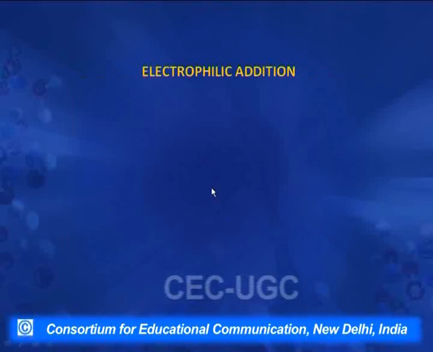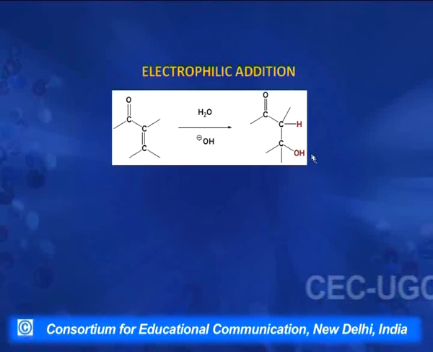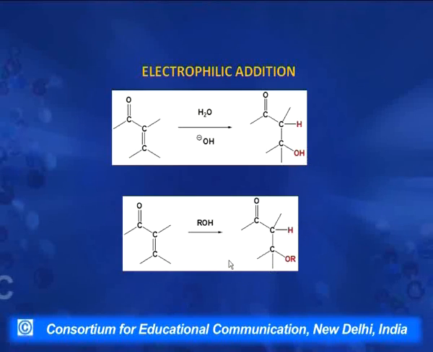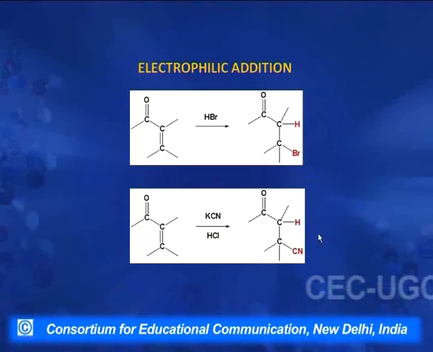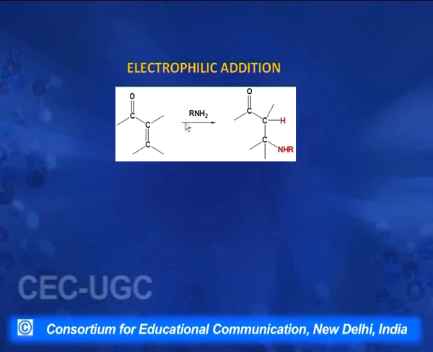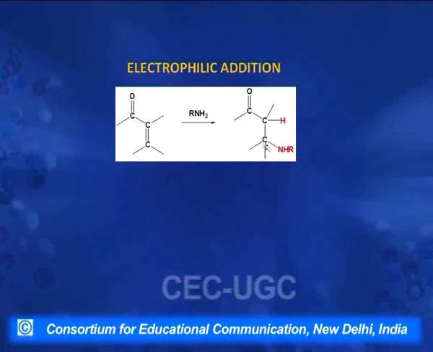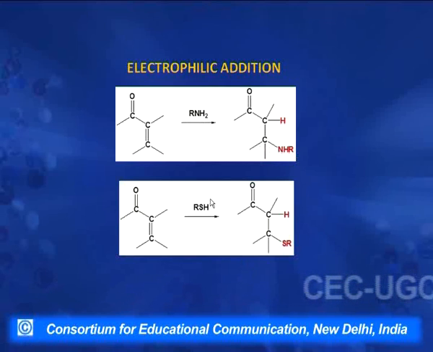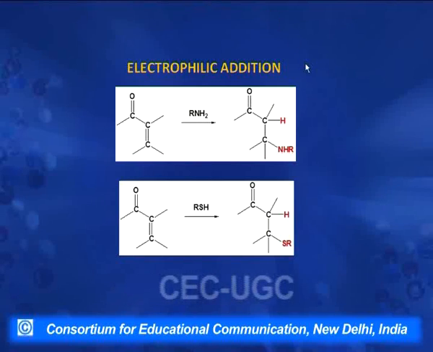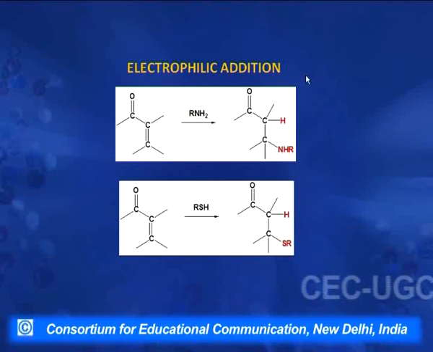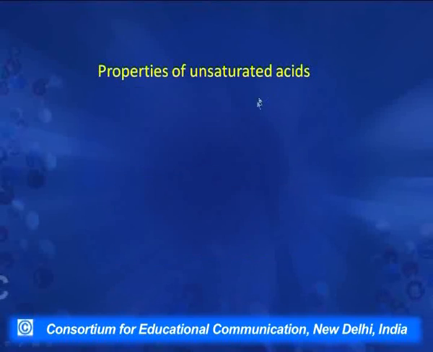Let us quickly take some examples. If it is addition of water, OH will go to this carbon. If it is addition of any alcohol, OR will go to this carbon. If it is addition of HBr, Br goes to this carbon. Maybe HCN, cyano will go to this carbon. Then any amine, again the amine part will go to this carbon, that is the beta carbon, and even with thiols, the SR part will go to the beta carbon. So, this explains why in addition reactions across unsaturated carboxylic acids, the negative part goes to the beta carbon.